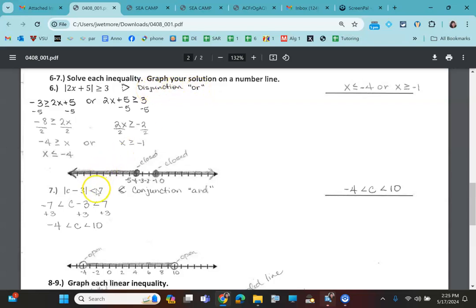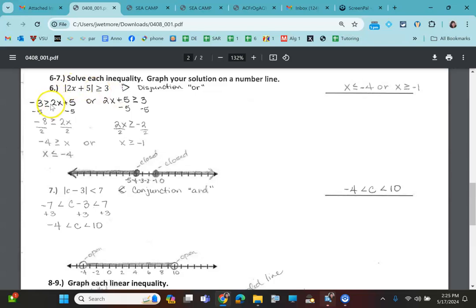And then we said that if it was less than, that's the one that looks like a C. That's a conjunction. That's an and statement. All right, so we said to do our absolute value inequalities, we were going to copy exactly what we had. So 2x plus 5 is greater than or equal to 3. Copy the same sign on the other side. Copy the opposite number. And we already said this was a disjunction, so we know we're going to have to break it apart into two separate pieces.